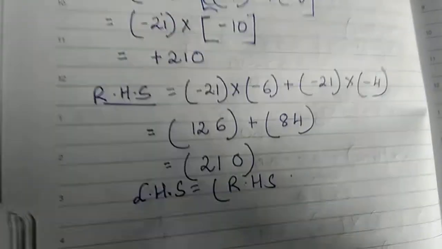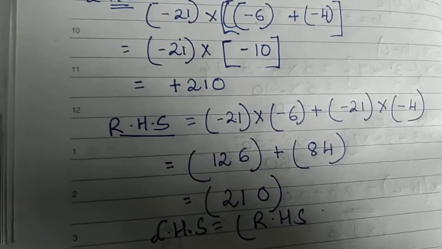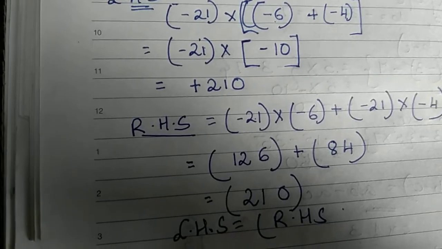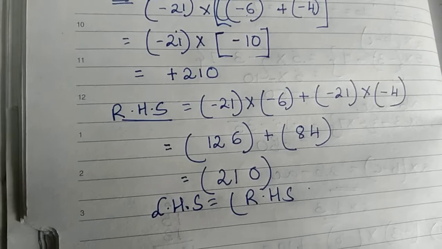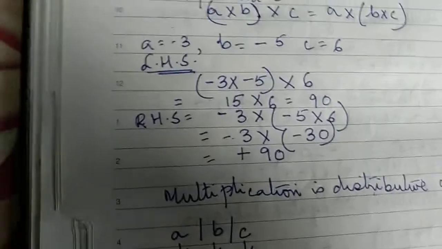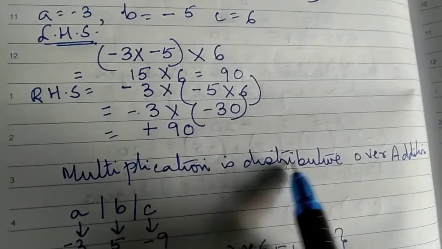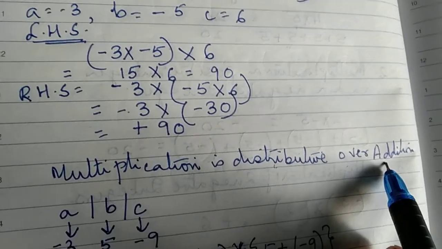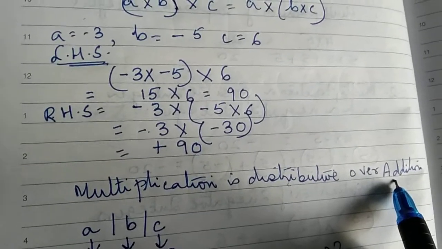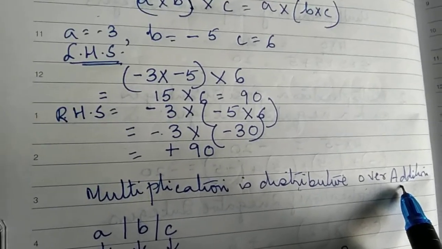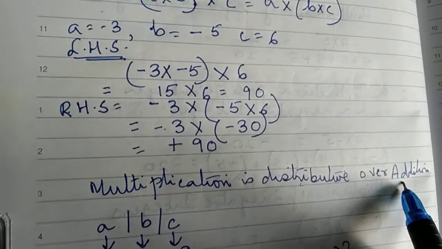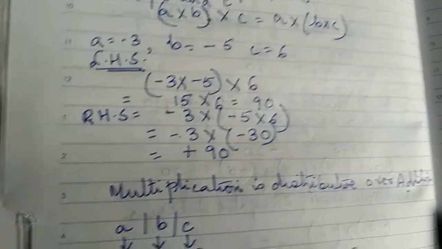We have proved that. So we can say that the multiplication rule which we have done, that multiplication is distributive over addition. So complete question number 1 and 2. This is absolutely a new concept, so that in the next class we can continue from question number 3. Thank you so much, girls.